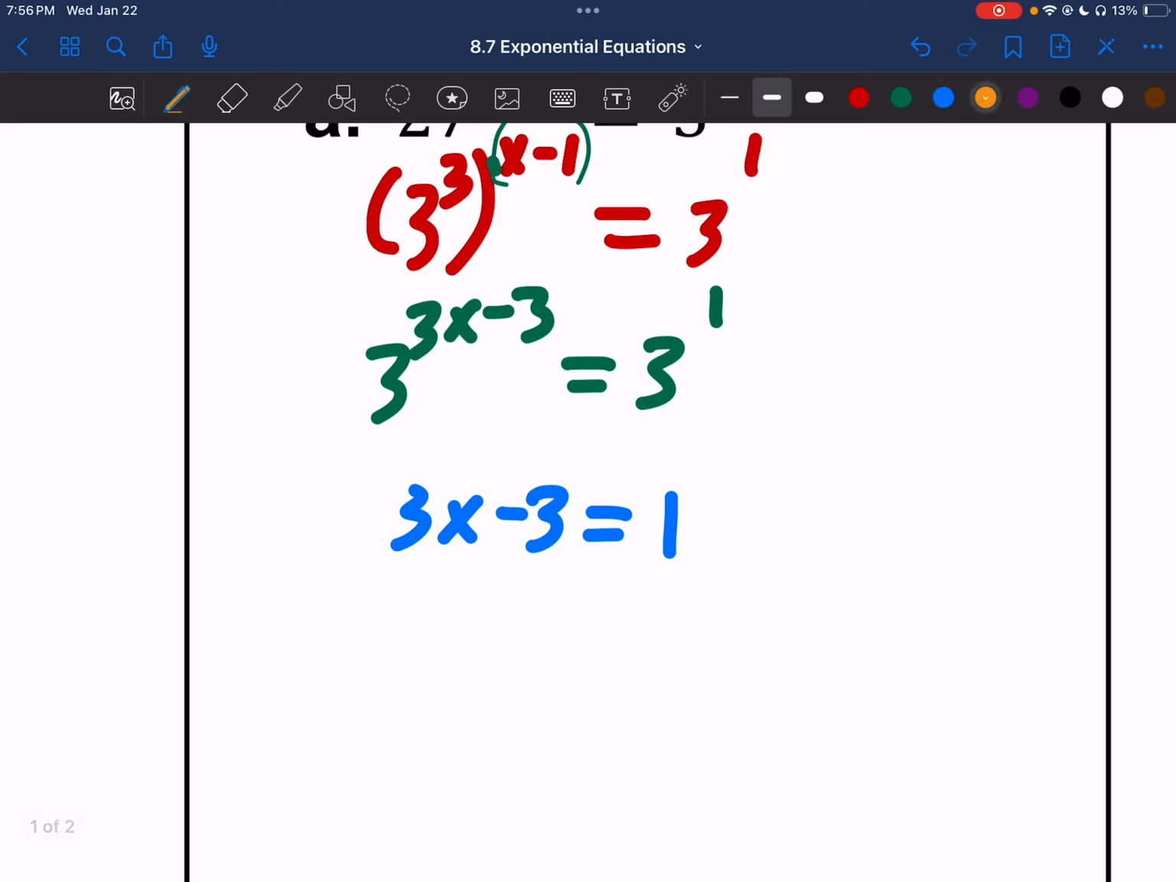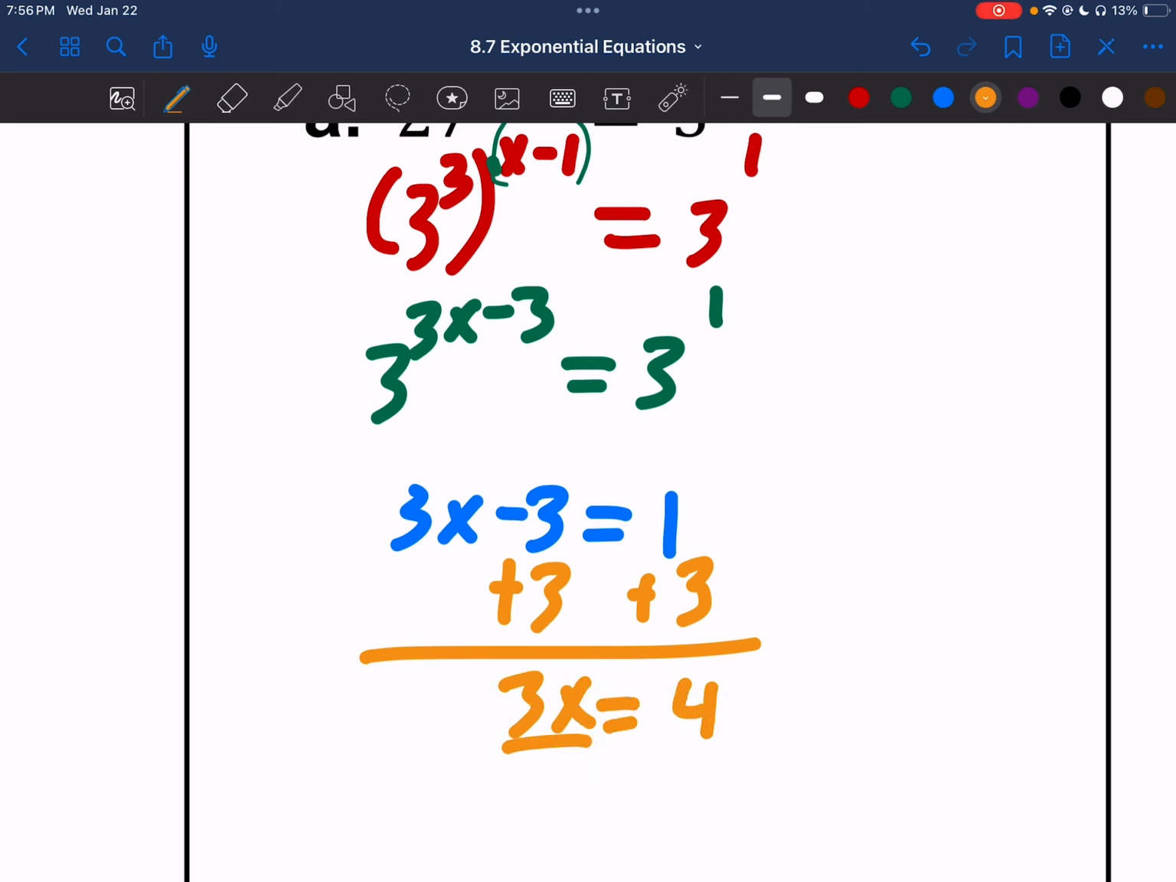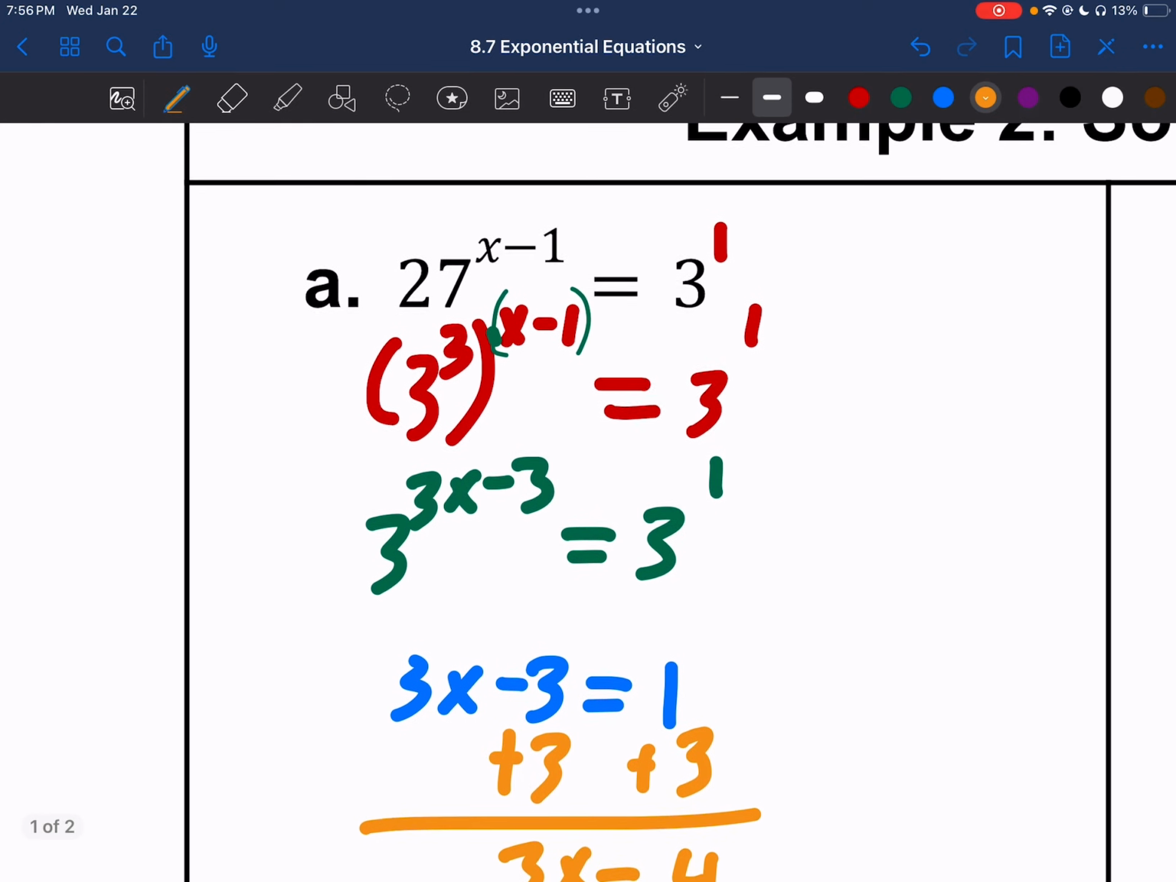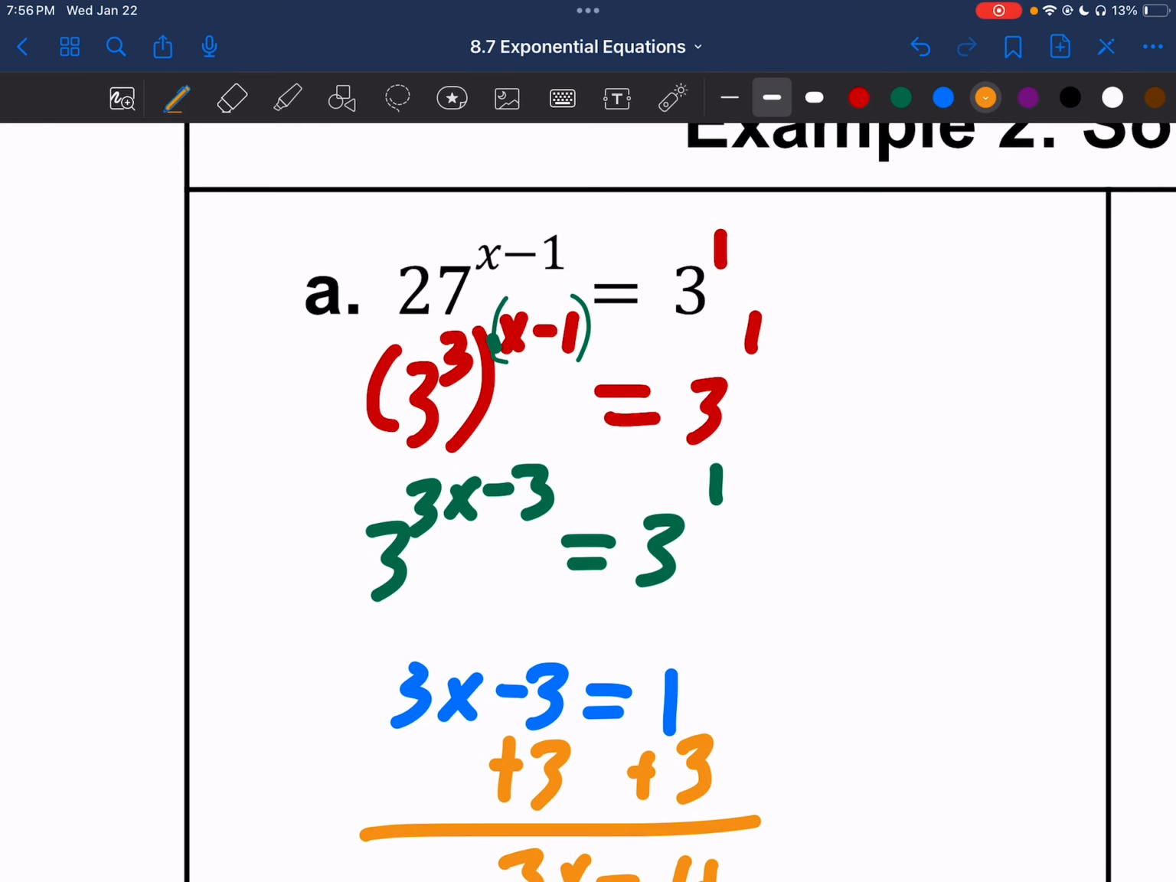And now, guess what? We are all the way back into module 2, and we are solving a two-step equation. We add 3 to both sides. 3x equals 4. Divide by 3. And x is equal to 4/3. So if you really wanted to go back and type in 27 to the 4/3 minus 1, so essentially 27 to the 1/3, you would get 3. Hey, guess what? 27 to the 1/3, that's a cube root of 27, and that gets you 3. There we go. Our work checks out.